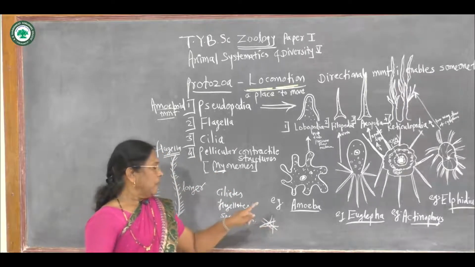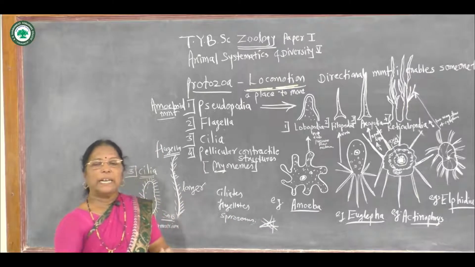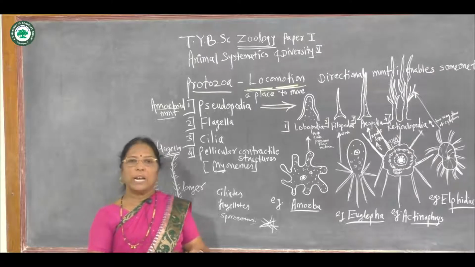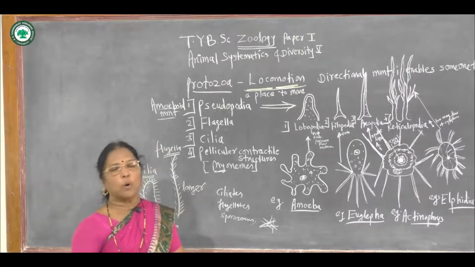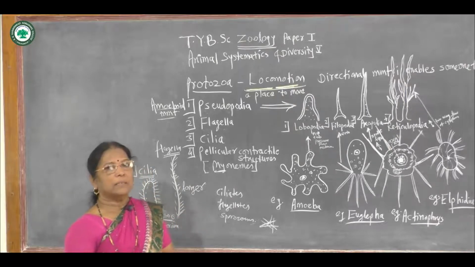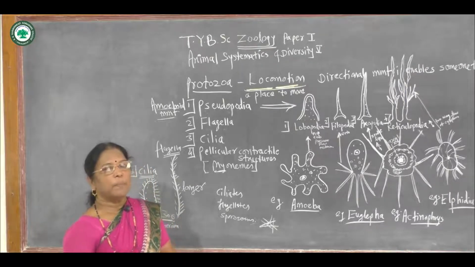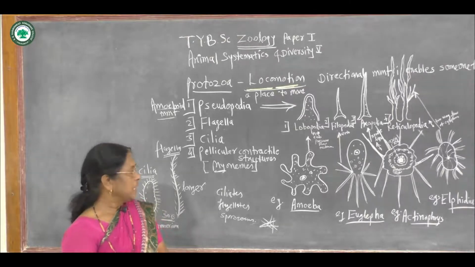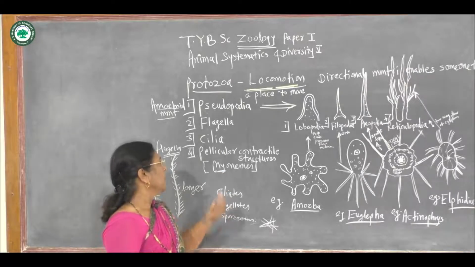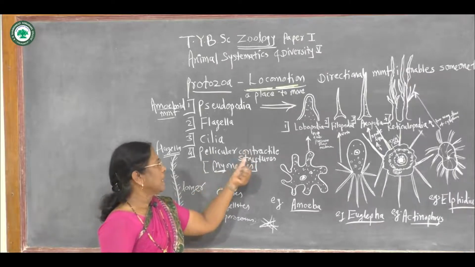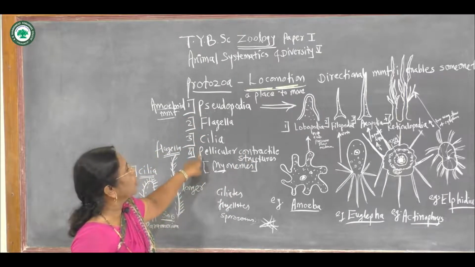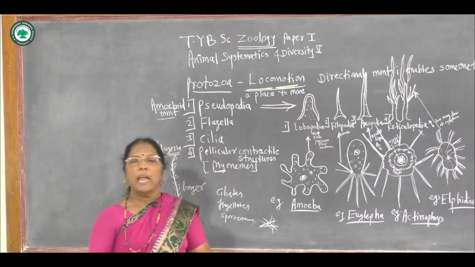These myonemes show internally canals or ridges or grooves, and on those grooves or canals or ridges there is the presence of light and dark substances. Example, present in Stentor. And this type of locomotion exhibited by myonemes is called pellicular contractile structures. Thus there are 4 types of locomotor organelles present in protozoan animals.